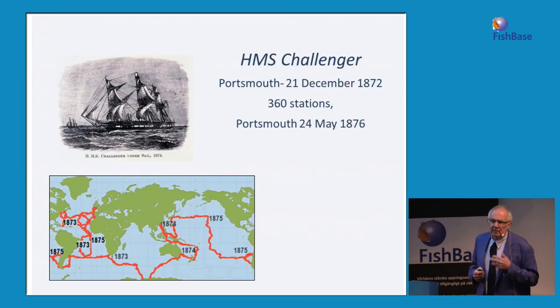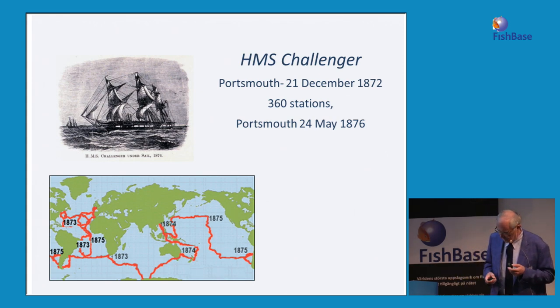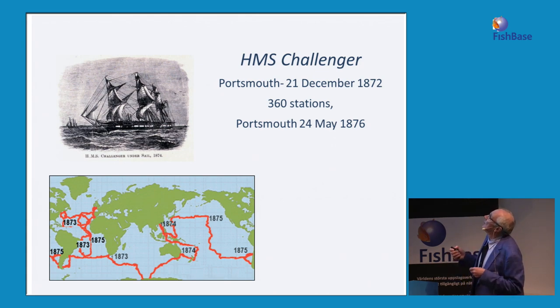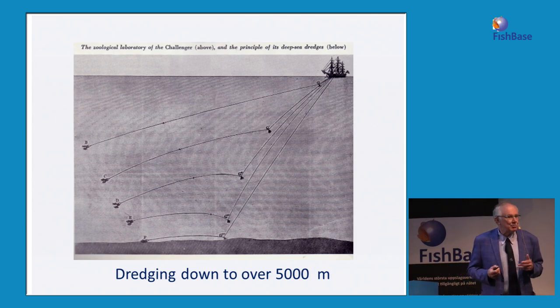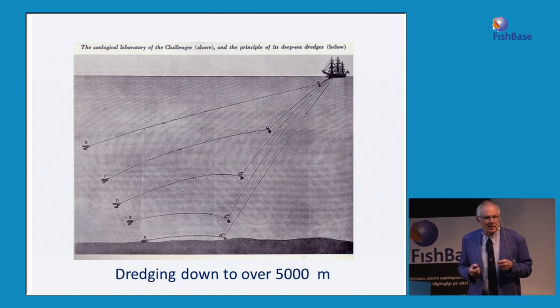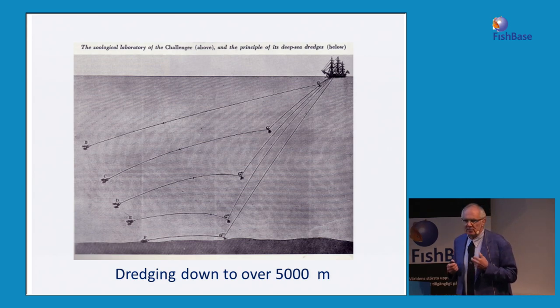So then, if you study oceanography in a British university, you are taught that everything started with the Challenger expedition. In 1876, the Challenger expedition circumnavigated the globe over a period of 3 years, and they actually did dredging down to over 5,000 meters. And the important point is that they found fish at every depth all the way down to over 5,000 meters. And so this really established that there is a global deep sea fish fauna.